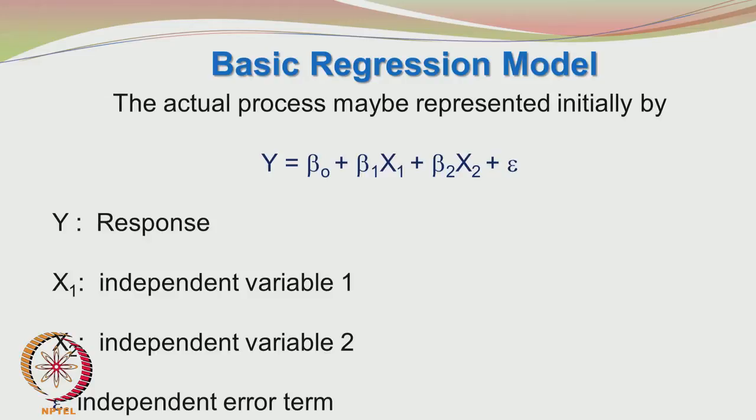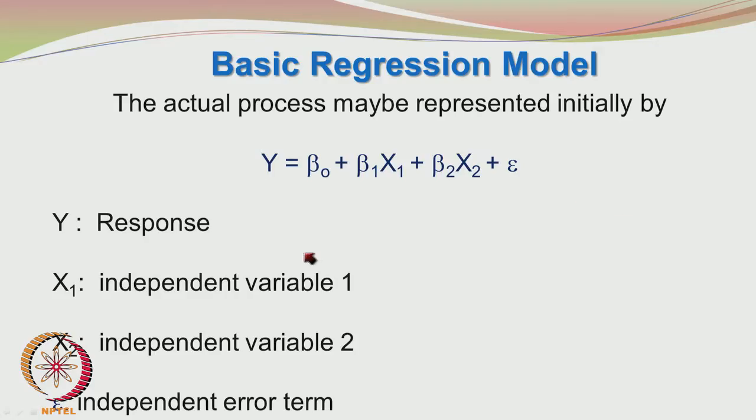So let us represent the process initially only in terms of the main factors x1 and x2. We are not considering the interaction between x1 and x2. And when interactions are not considered, then even more complicated terms like x1 squared and x2 squared are not at all considered. But this is a simplified model we are starting with, but we have to ensure that our model is adequate or correct, and the interaction terms and the quadratic terms are indeed not present.